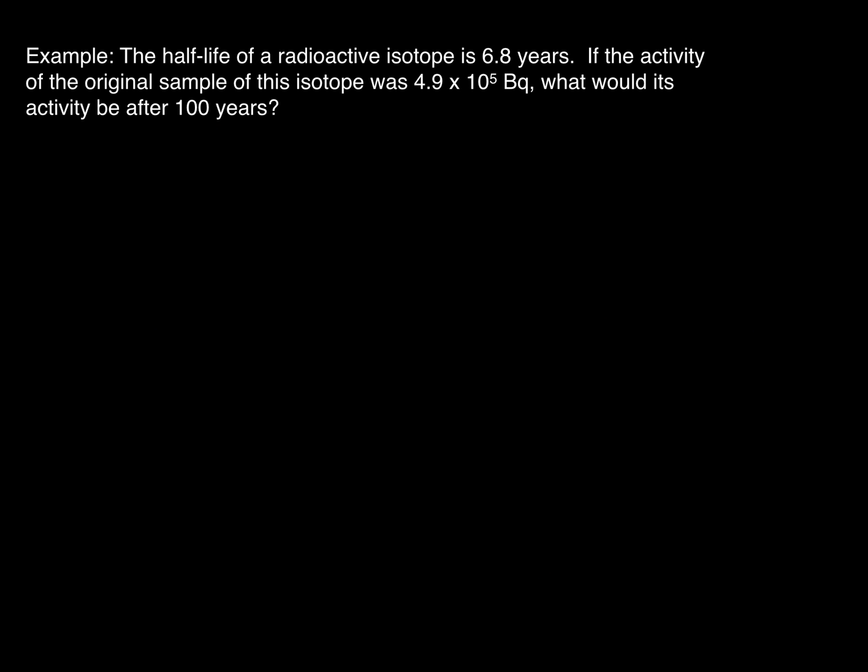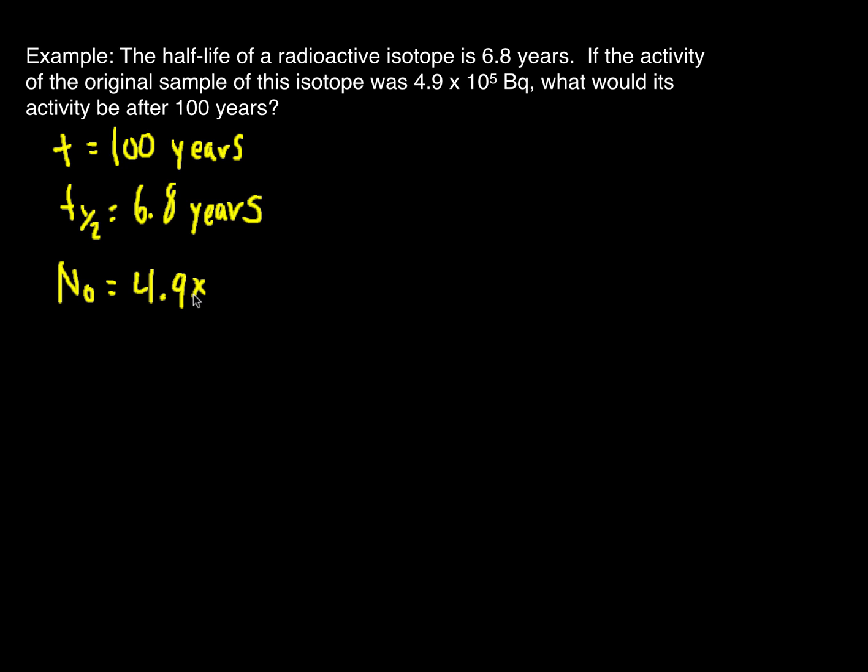Here's another example. The half-life of a radioactive isotope is 6.8 years. If the activity of the original sample of this isotope was 4.9 times 10 to the 5 becquerel, what would its activity be after 100 years? So we're given a time of 100 years and a half-life of 6.8 years. The original amount of activity, our N naught value, is 4.9 times 10 to the 5 becquerels.